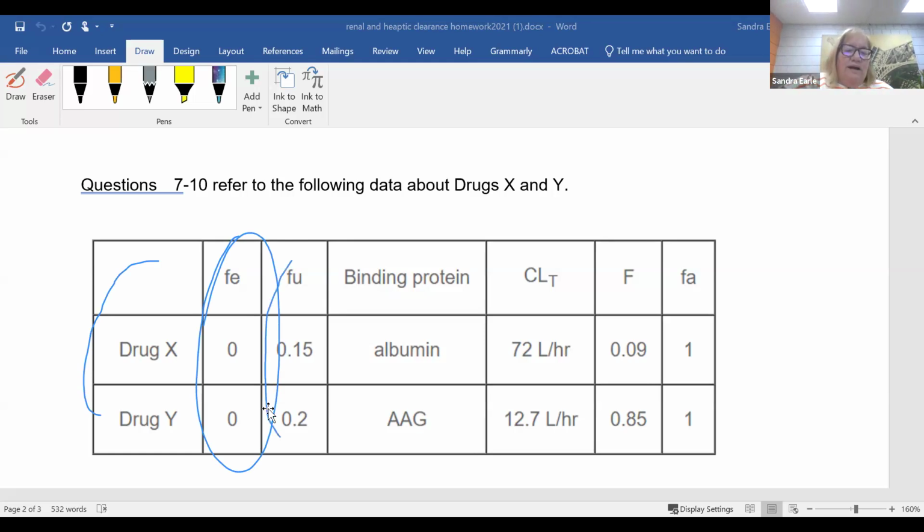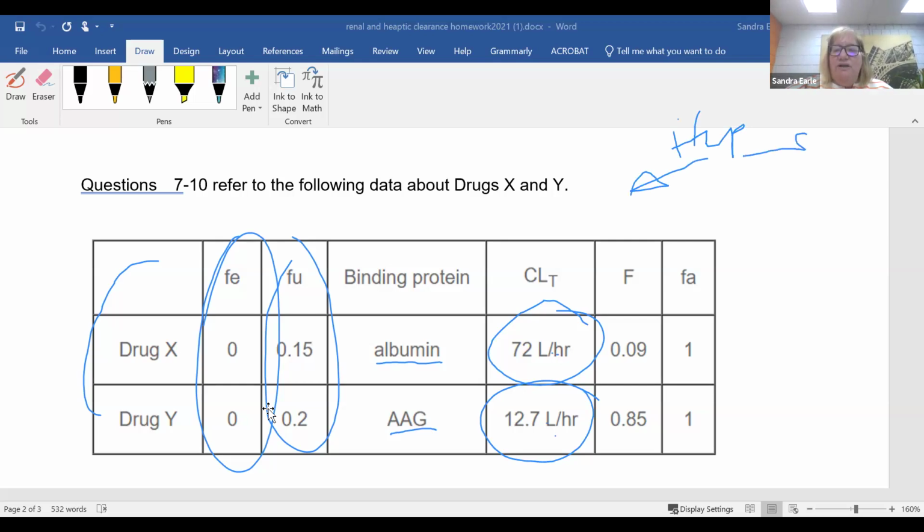We can see they're both highly protein bound, aren't they? One's bound to albumin, one's bound to AAG. One has a much larger clearance than the other. So let's talk about how we can use this to determine, remember, once we get into hepatic clearance, we want to determine is it a high or a low E drug, right? So we need to determine the E, don't we?